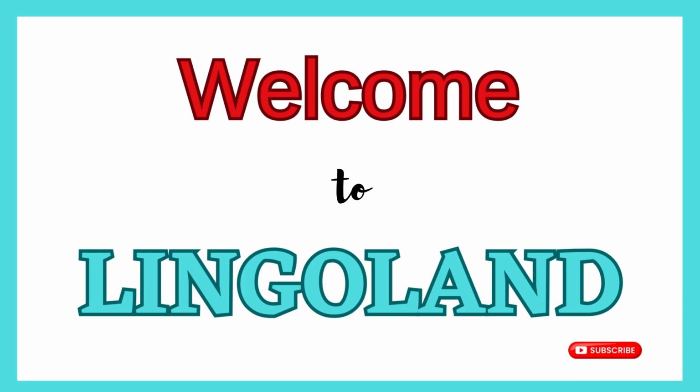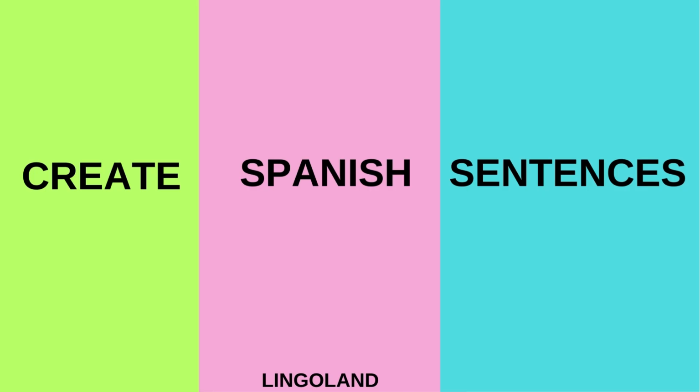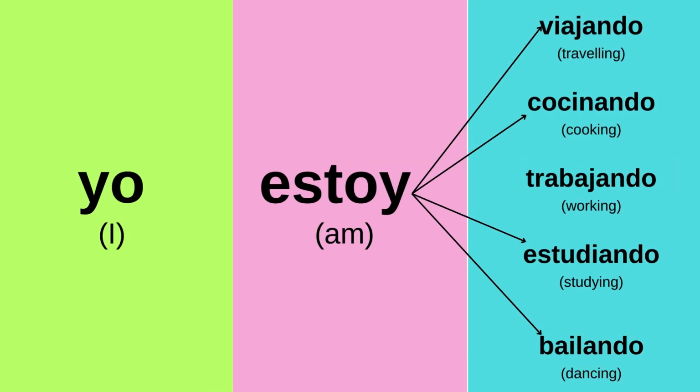Welcome to Lingoland. In our series, Create Spanish Sentences with Ease, today we will cover talking about what you are doing now. Let's begin. Yo estoy. Means I am.